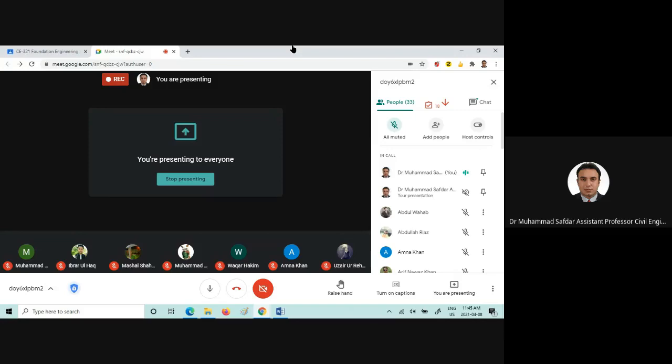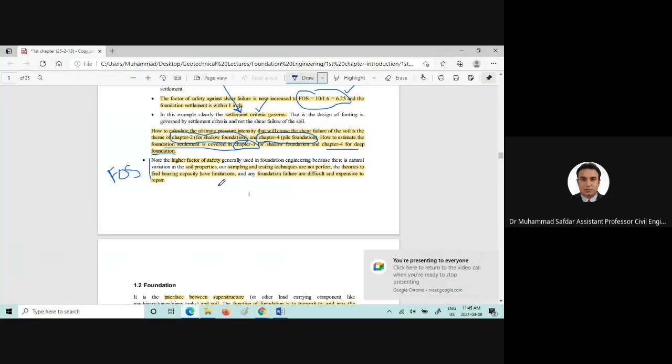So in order to account for all those uncertainties, or as Ibrar said, those errors which we can make, we will go for the factor of safety, and then we will apply that factor of safety in our foundation design. There is natural variation in the soil properties. Sampling and testing techniques are not perfect. For example, we may have found the shear strength parameters using the direct shear test. I usually give the example of a building constructed in Abbottabad. How the sampling was done, whether it was using the split spoon sampler, whether they used Shelby tubes there, and who collected those samples, we don't know.